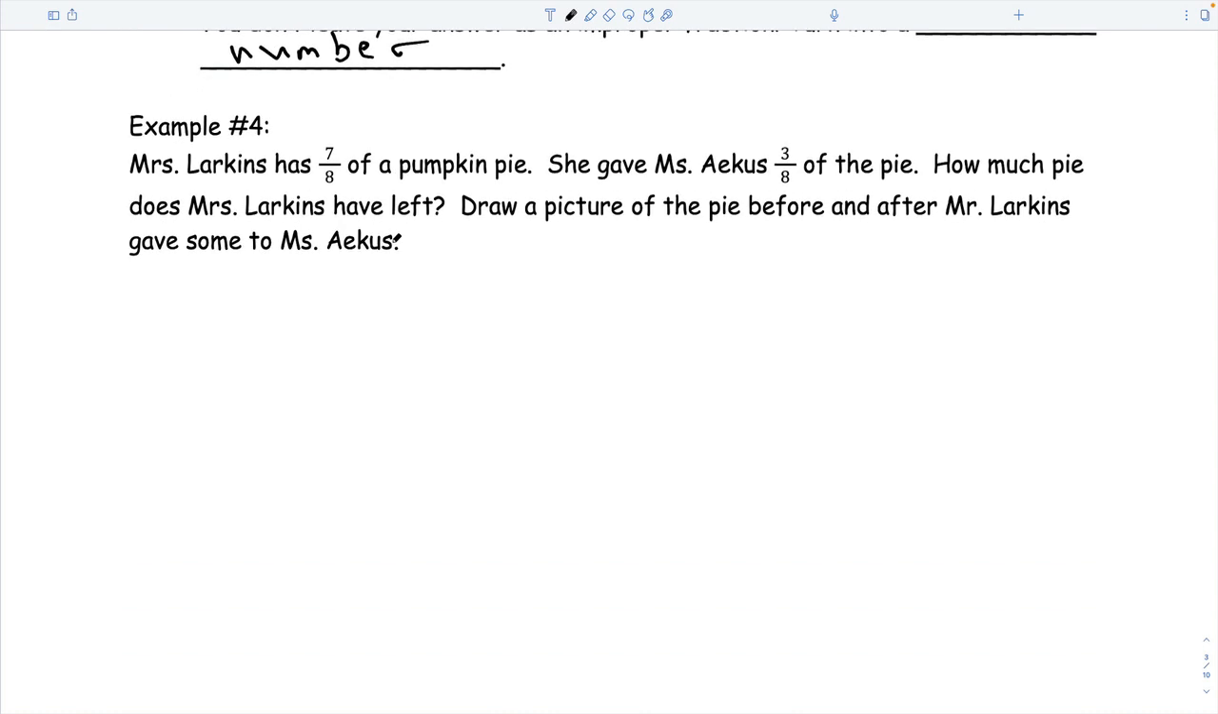Last example. Mrs. Larkins, you can read it for me. Mrs. Larkins has how much of a pumpkin pie? Good. Don't draw a picture if you don't want to. Circle the numbers though, 7/8 and 3/8. What keyword clues me in to add or subtract for this one?